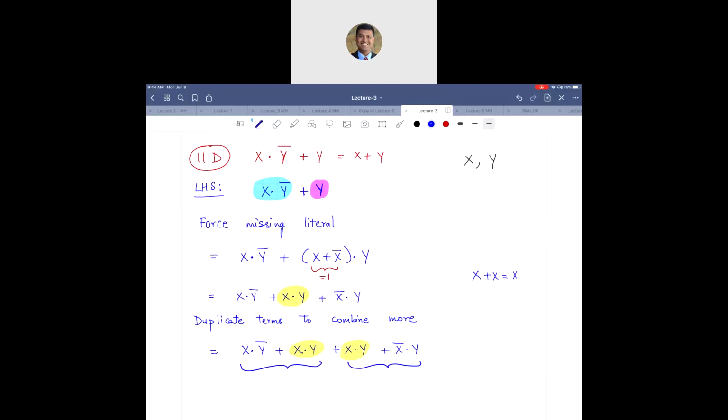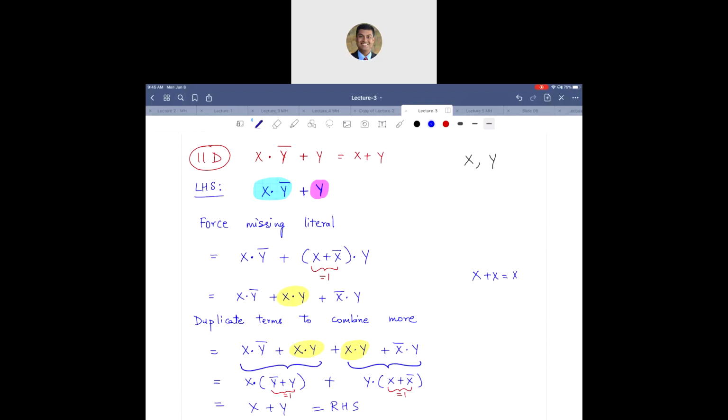When I combine the left two, I can pull out a common x. I get y complement or y. From here, I get a y that is common to both of them, and I get x or x complement there. There's a plus in the middle. This will go to 1. This will also go to 1. So I have x or y, which is the right-hand side.